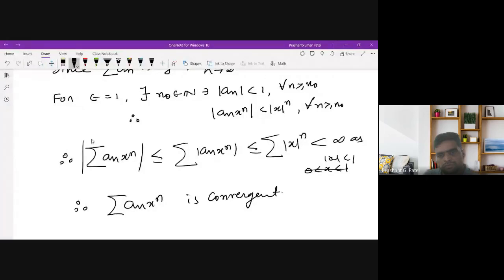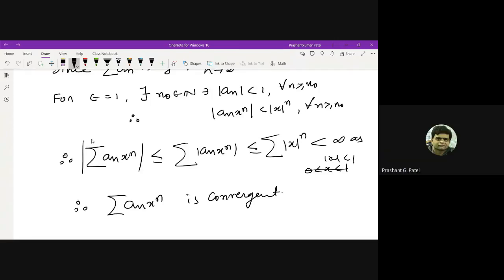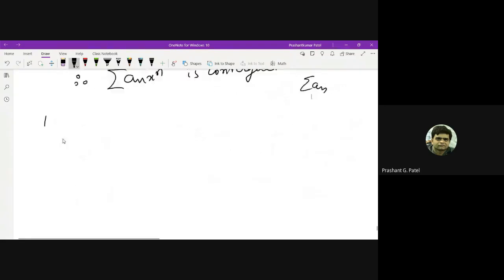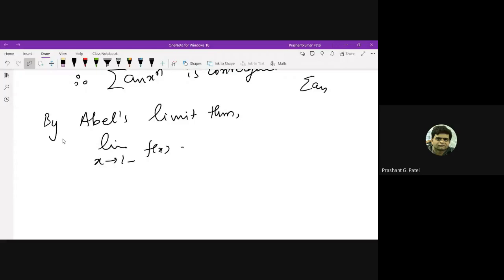Since this is convergent and the summation of a_n is convergent, if you recall Abel's limit theorem, which says that if the summation of a_n x^n is f(x) and the summation of a_n is convergent, then by Abel's limit theorem, we say that the limit of f(x) as x tends to 1 minus is equal to the summation of a_n.